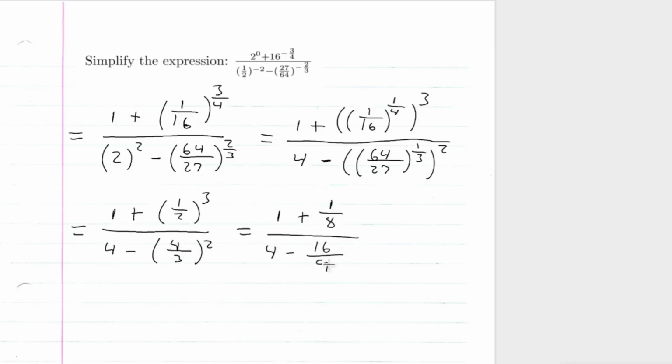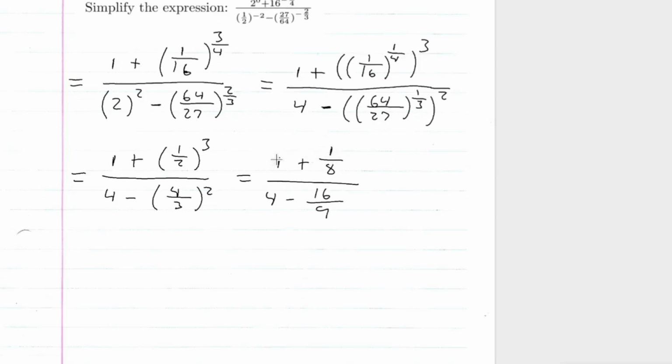Now, of course, when I'm dealing with numbers like this, I have to find a common denominator. So I can rewrite 1 as 8 over 8 plus 1 over 8. Hopefully you agree that 8 over 8 is the same thing as 1. Over, now here, I hope you agree that 36 over 9 is the same thing as 4, and then minus 16 over 9, right? 36 divided by 9 is 4, so 4 is equivalent to 36 over 9.